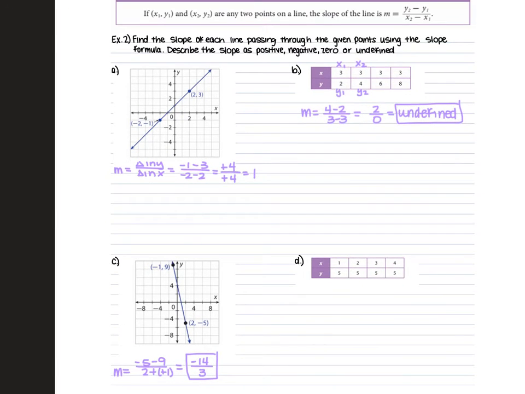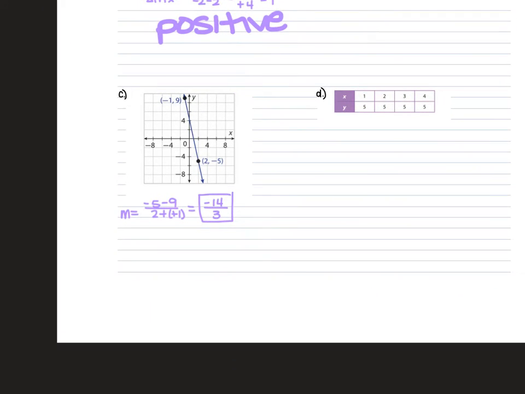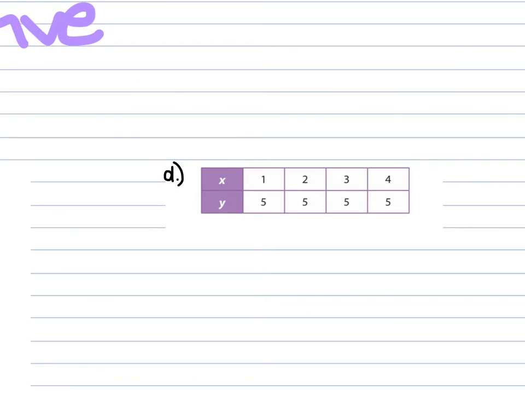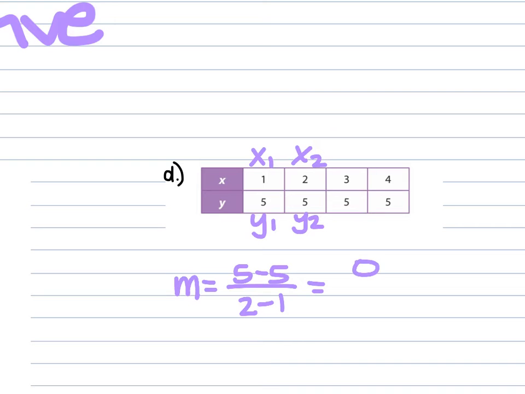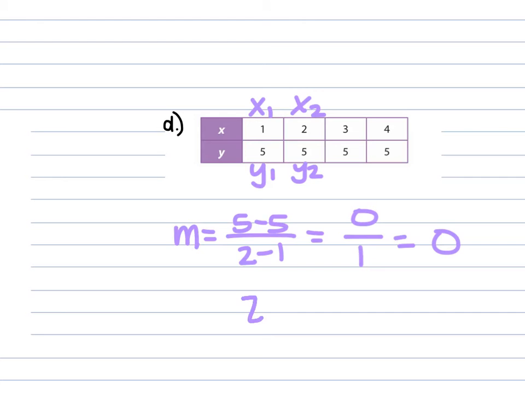With these, we also are describing if the slope is positive or negative, 0 or undefined. So A was positive slope, and then C is a negative slope. For D, we can use x1, y1 as 1, 5, and x2, y2 is 2, 5. So we're going to have 5 minus 5 over 2 minus 1. 5 minus 5 is 0, 2 minus 1 is 1, and that would be 0, so this would be a 0 slope.